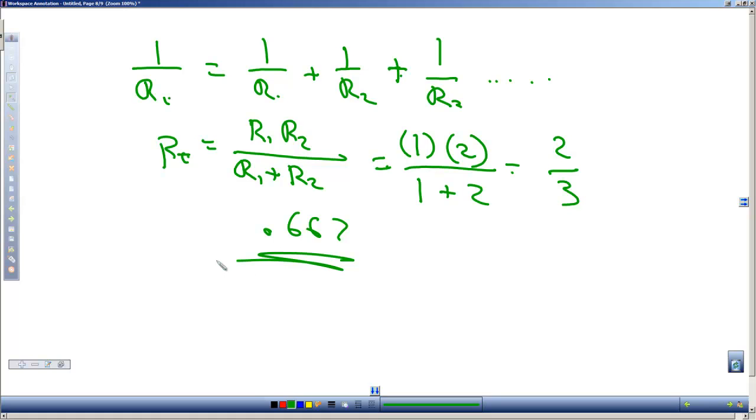So here, that's how we work with parallel circuits, parallel resistors, and calculating the currents and the voltages across those.